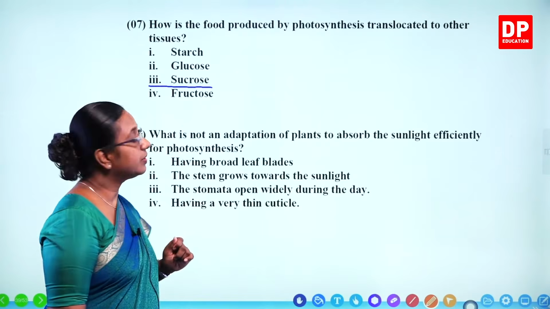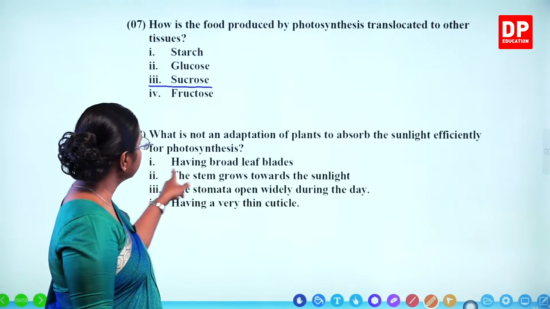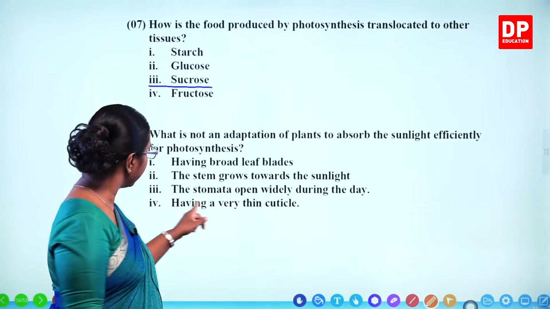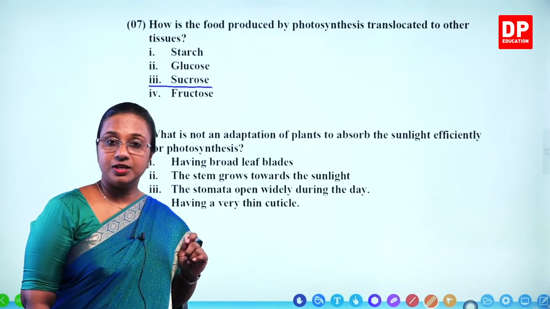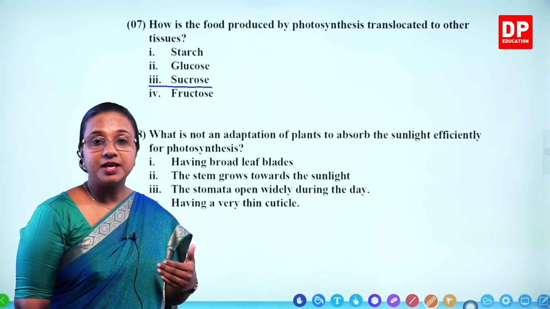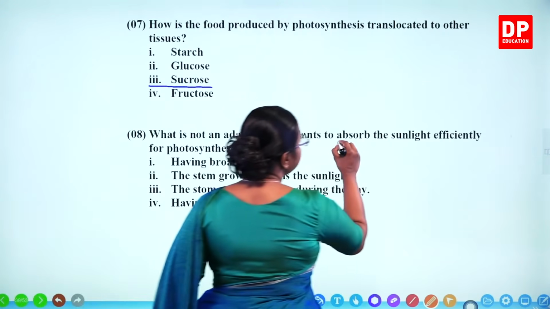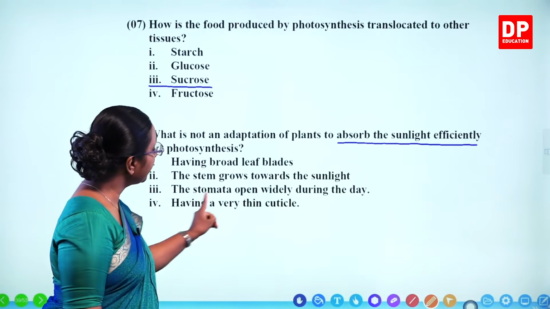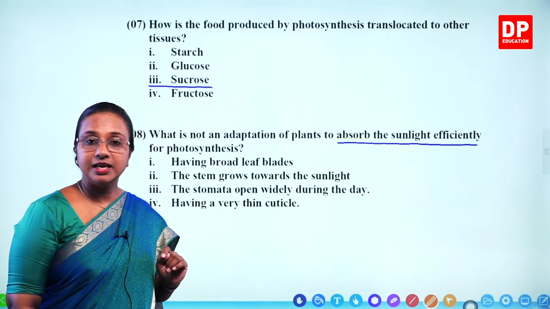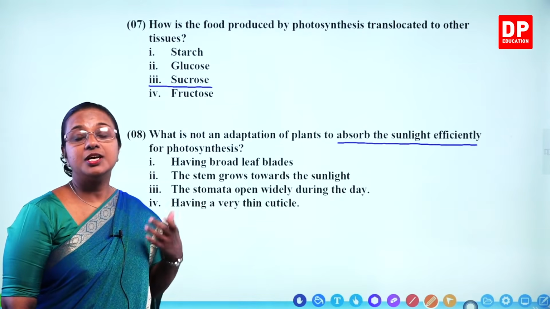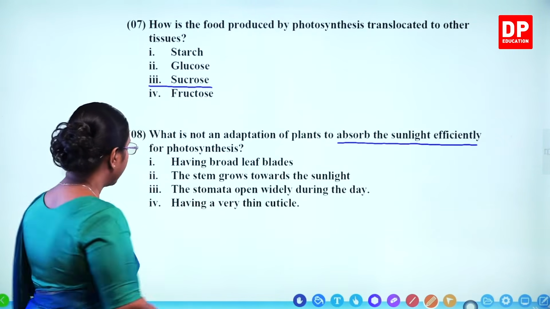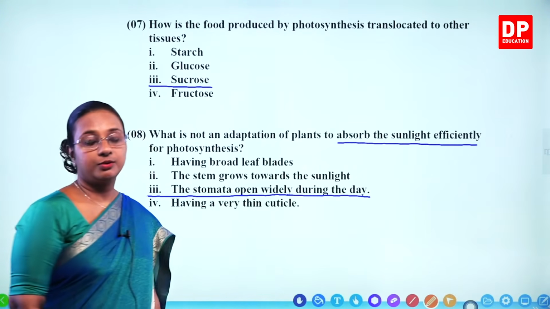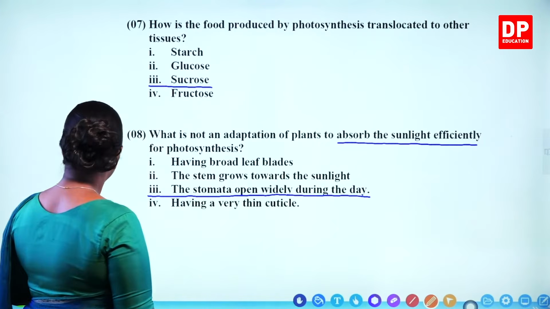So, here as you can see, students, the first one having a broad leaf blade, the stem growing towards the sunlight and having a very thin cuticle are all adaptations to absorb sunlight efficiently. But this, the stomata open widely during the day, that is for efficient gas exchange. So, therefore, that will be the answer for this question. I'll move on to the next one.